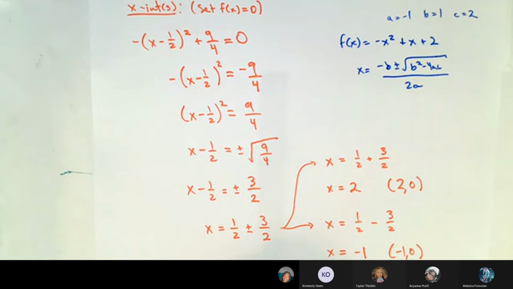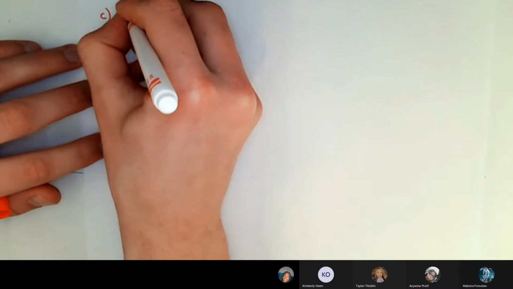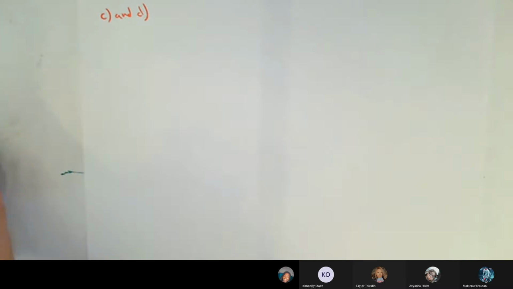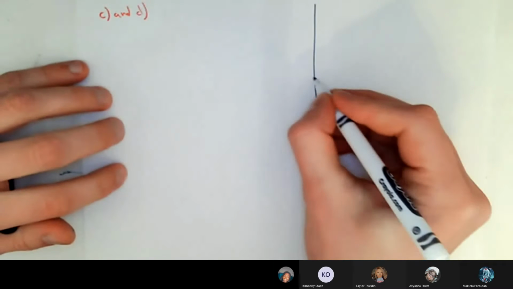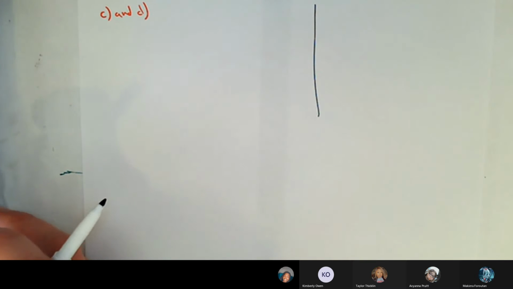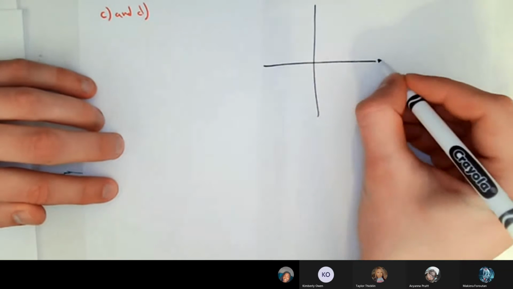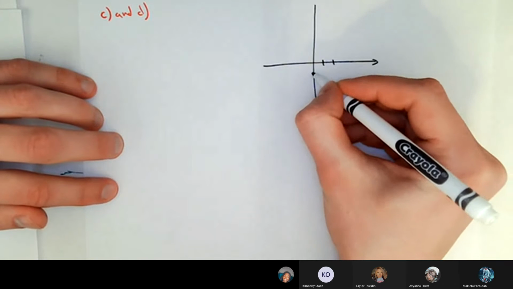You should. Okay, so the last thing is to graph it and to find its max and min. So again, I'm going to do C and D together because they kind of go hand in hand. Let's see, how do I want to graph this thing? It's got really nice x-intercepts. It's got a nice y-intercept. Its vertex is fractional.